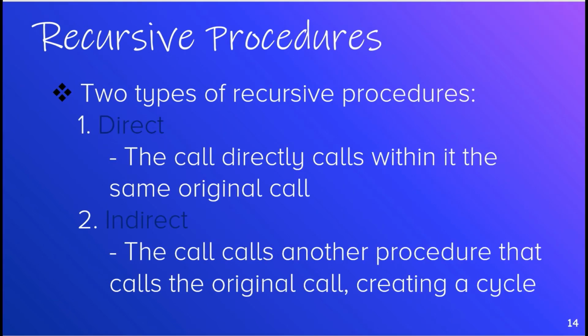So there are two types of recursive procedures. First is the direct or the conventional one. The call directly calls within the same original call. In this, the similar second call is within the execution of the original call. Second is the indirect or the unconventional one. In this one, there is an intervention of another procedure to call the original call. So a call calls another procedure that calls the original call. So it creates a cycle.